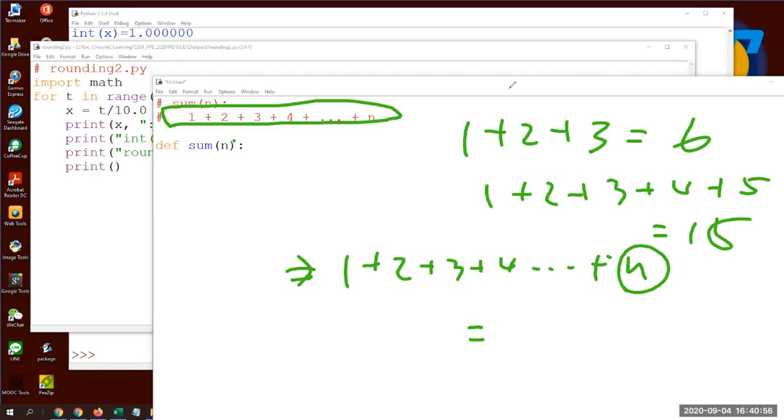It's 1 plus 2 plus this, up to n. How about James? Do you know?